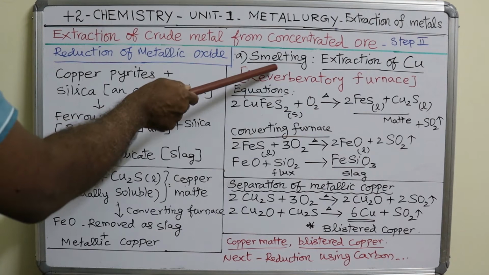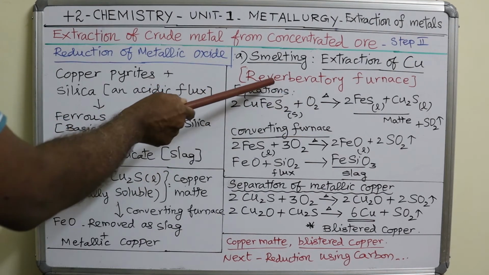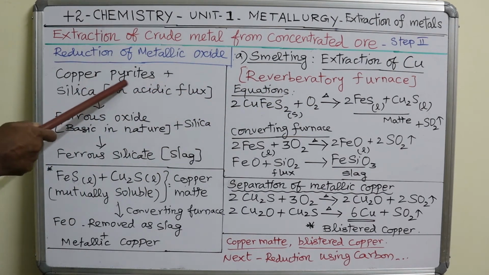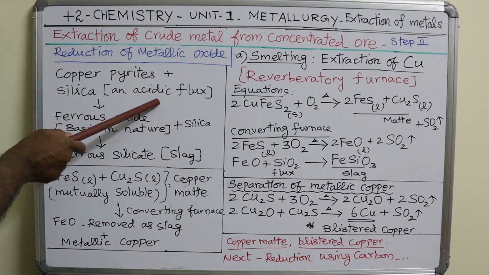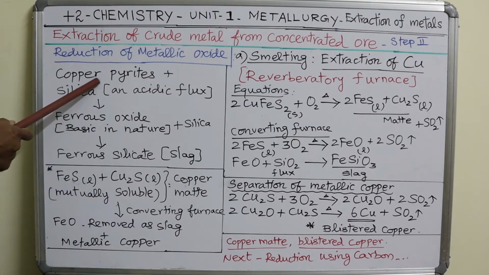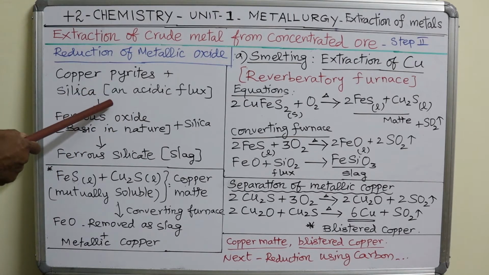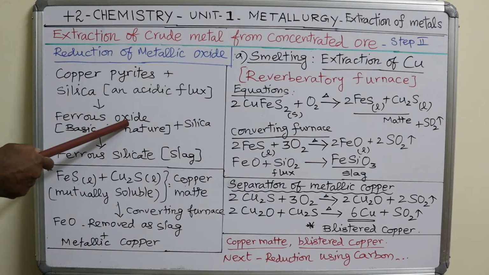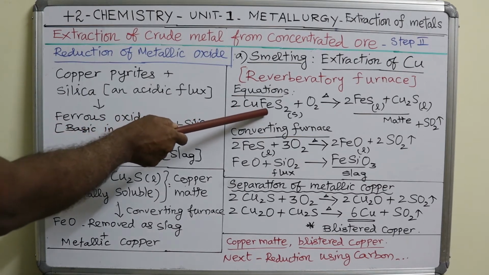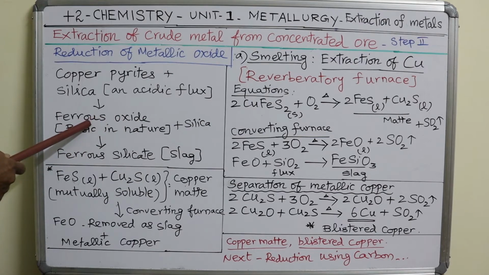This process is carried out in a reverberatory furnace. In the reverberatory furnace, copper pyrites, the ore, mixed with silica is taken. This silica is used here as a flux, which is acidic in nature, and this flux silica is mixed with copper pyrite, and when these two react, the ferrous present in the copper pyrite is converted into ferrous oxide.